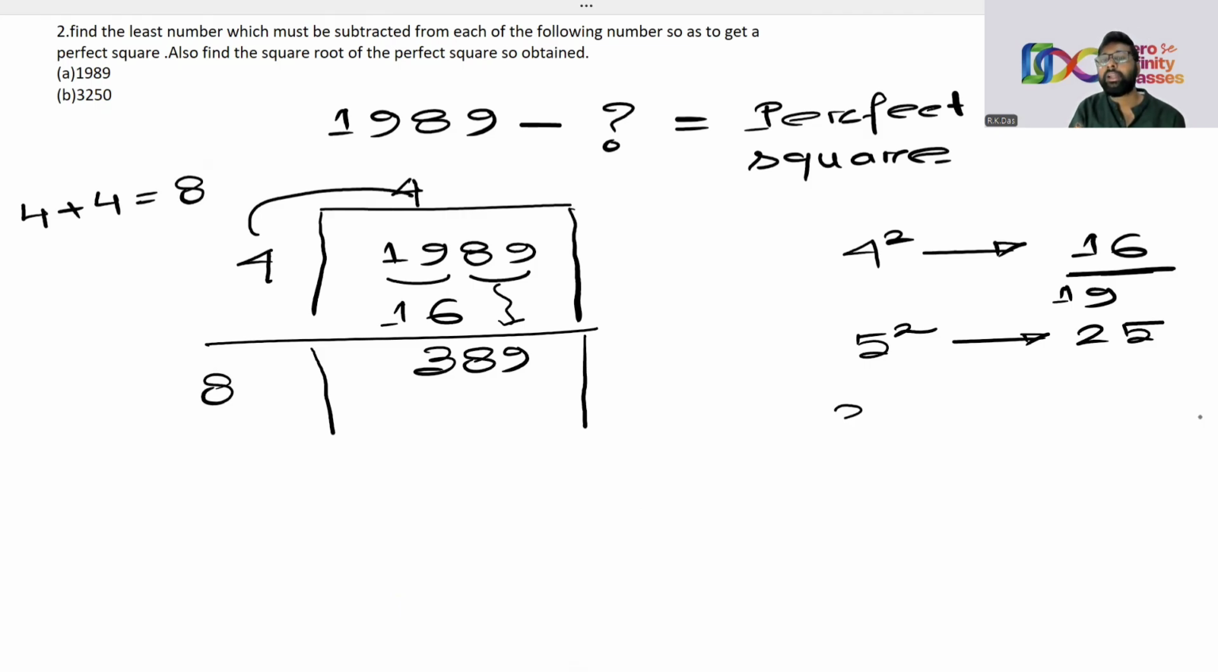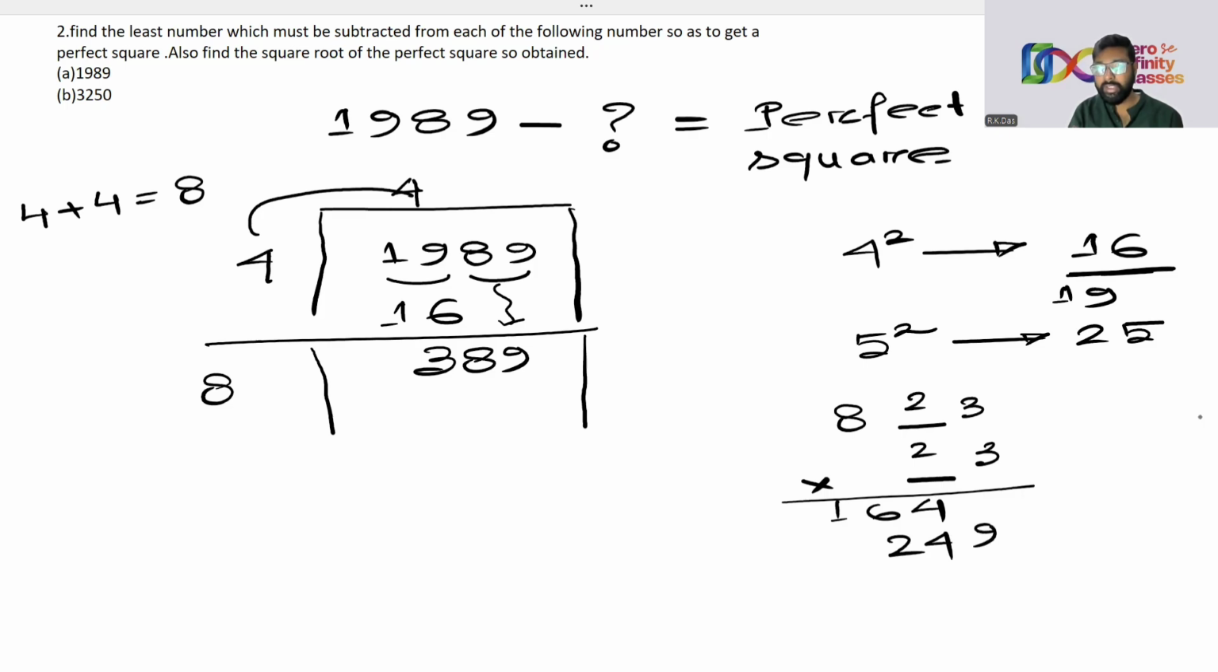And then the step is again we have to search a number in such a way that after multiplication, whatever number we'll be getting should be less than 389. Okay, so if I'm taking 2, say 82, 2 times is 164. If I'm taking 3, 3 3s are 9, 3 8s are 24, 249.